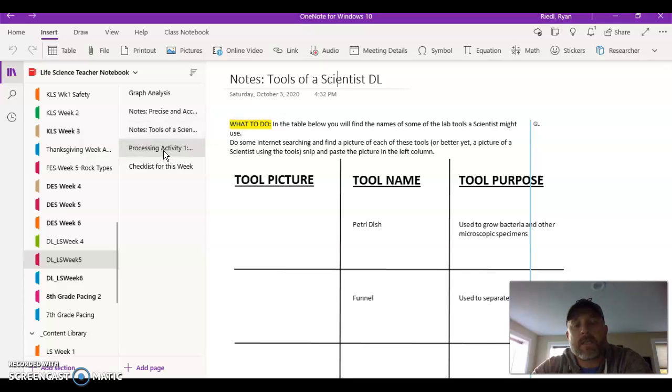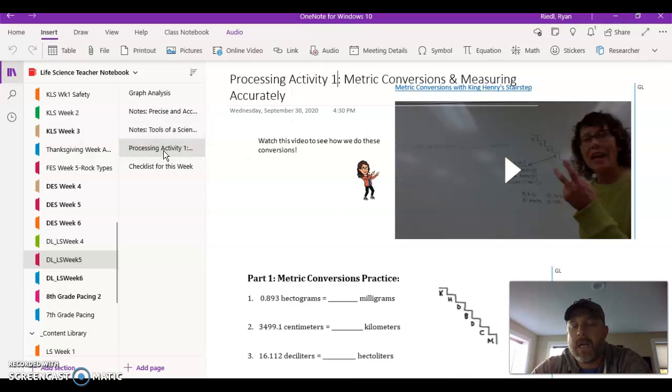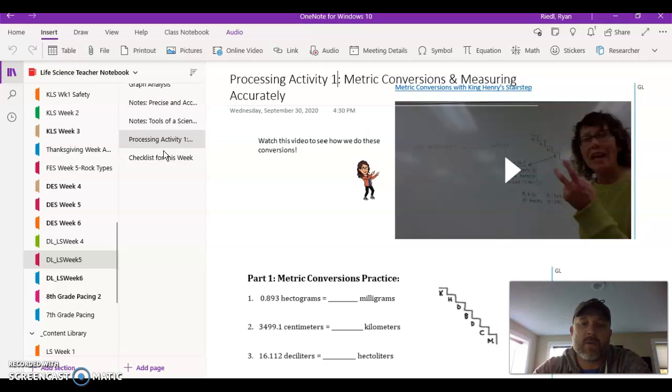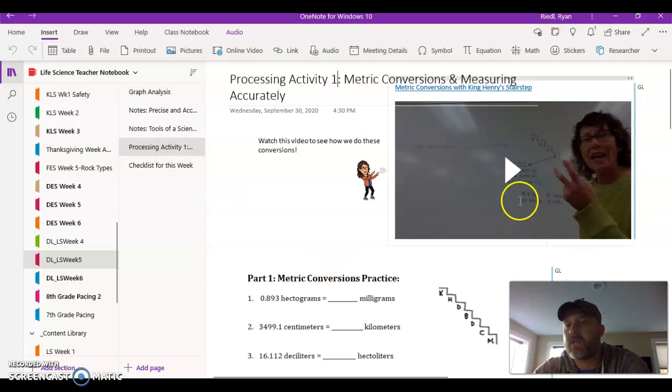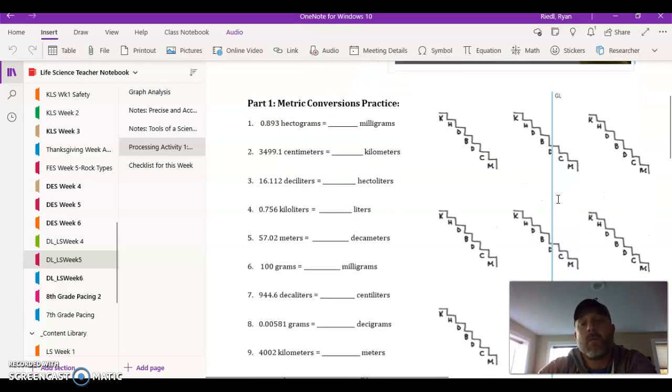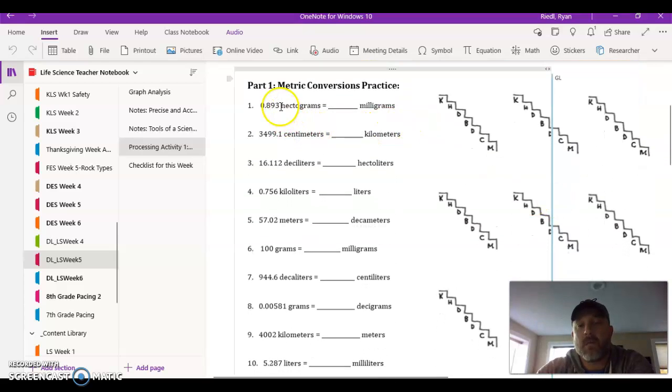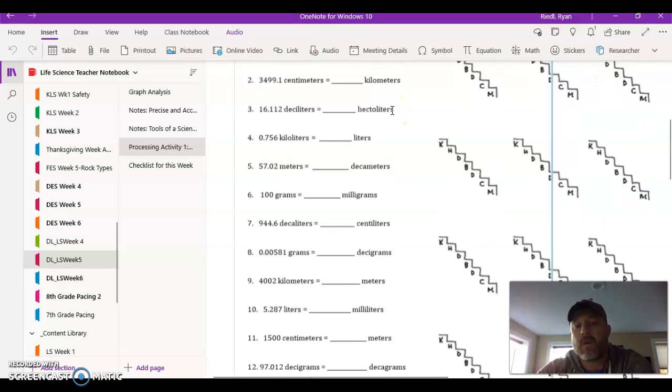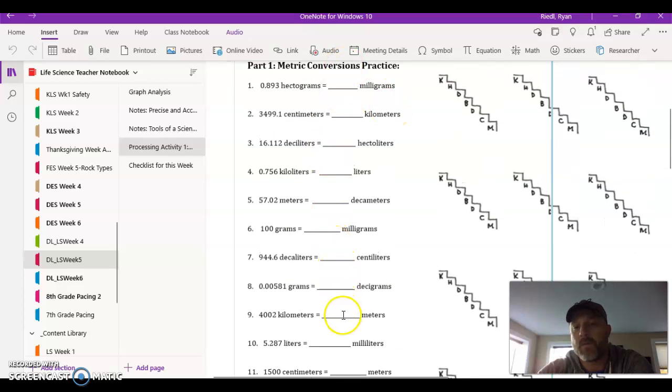Finally, the processing activity on Friday. You got a couple things to do here. Okay, Friday I'm going to help you walk through how to do metric conversions. Mrs. Gaunt is showing you how to do it here. I've actually posted another video on how to do this on Schoology, so there's multiple sources for you, plus me on Friday showing you how to do this stuff. But you're going to need to convert metric conversions. Okay, I got 12 questions there for you to go through.